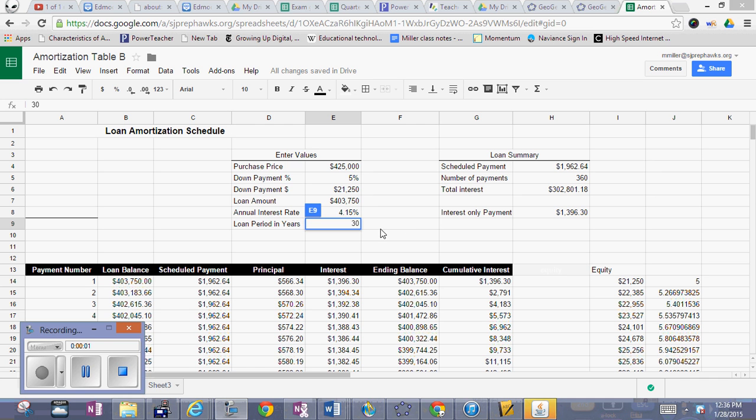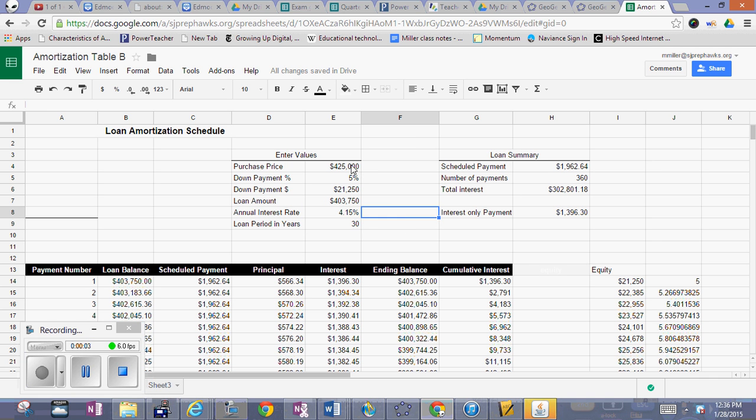Coming back, we're looking at this loan again. All right, here's our $425,000 loan. We put down 5%, so the down payment is $21,250. We're borrowing $403,000 at a 4.15% rate for 30 years. Okay, our monthly payment is $1,962 a month for 360 months.